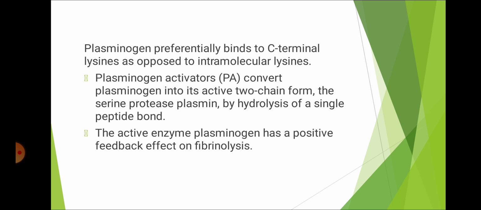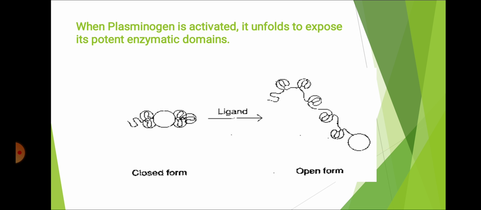Plasminogen activators convert plasminogen into the active 2-chain form, the serine protease plasmin, by hydrolysis of a single peptide bond. The active enzyme plasmin has a positive feedback effect on fibrinolysis. When plasminogen is activated, it unfolds to expose its potential enzymatic domains. Here in this figure we can see the closed form and the open form.